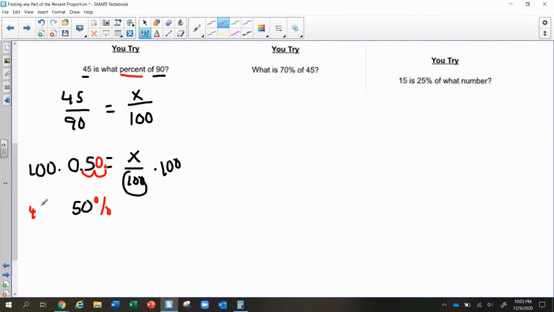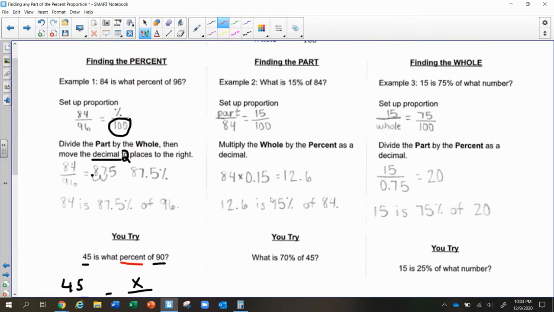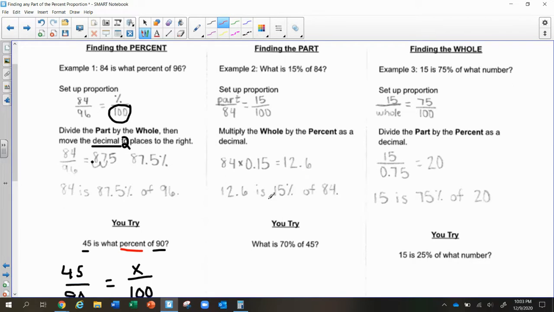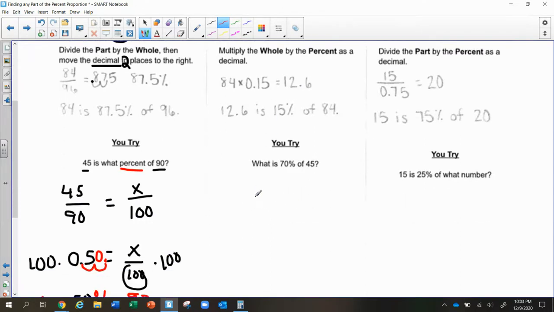So 45 is 50% of 90. Okay, the second one is what we've been doing. So this is set up. We would convert this to 0.15, and then we multiply by the whole and get 12.6. So we would set this one up just the same as we have been.